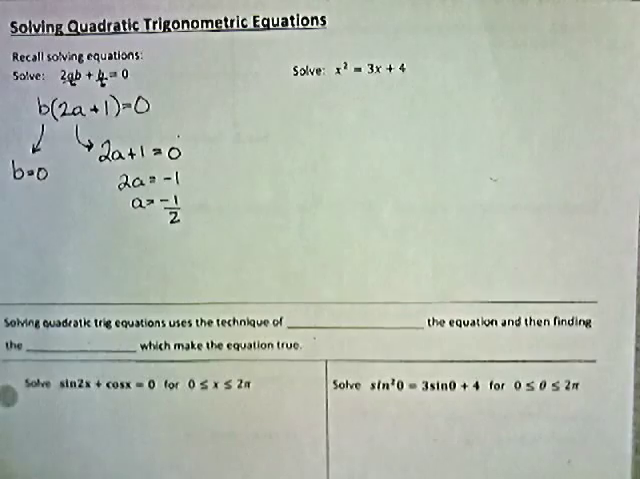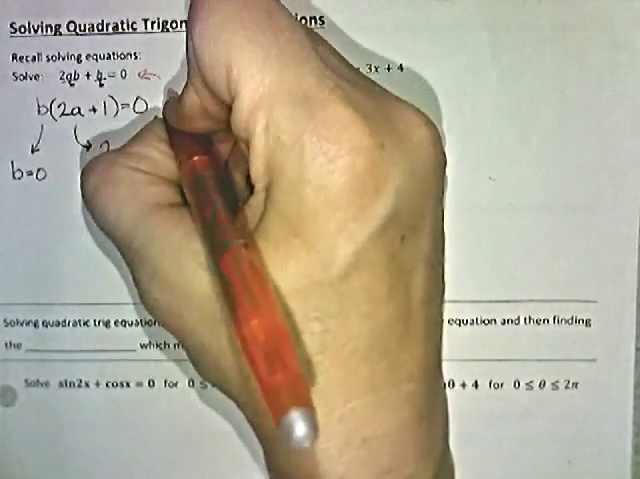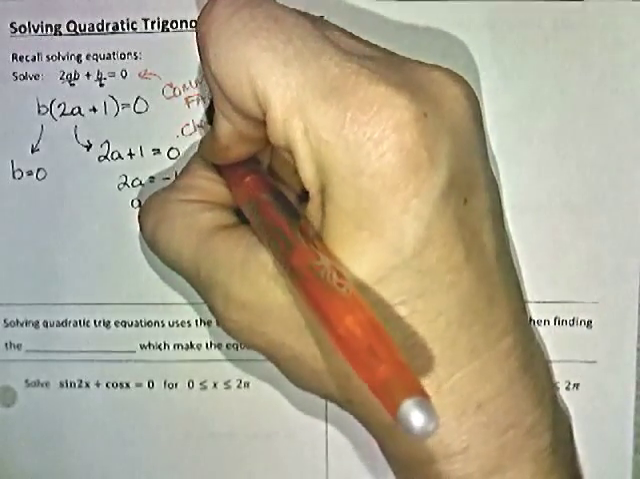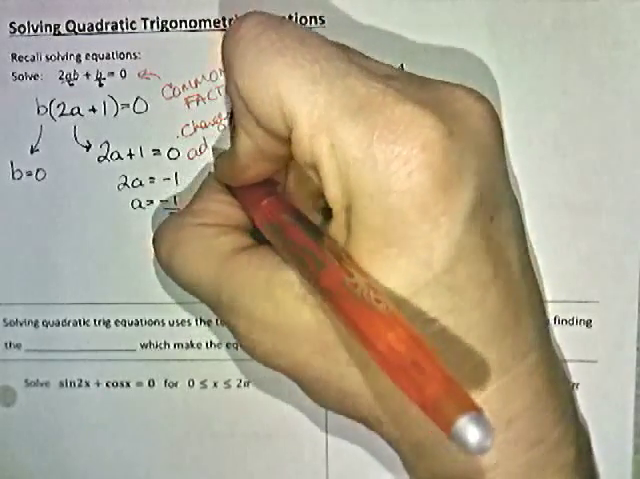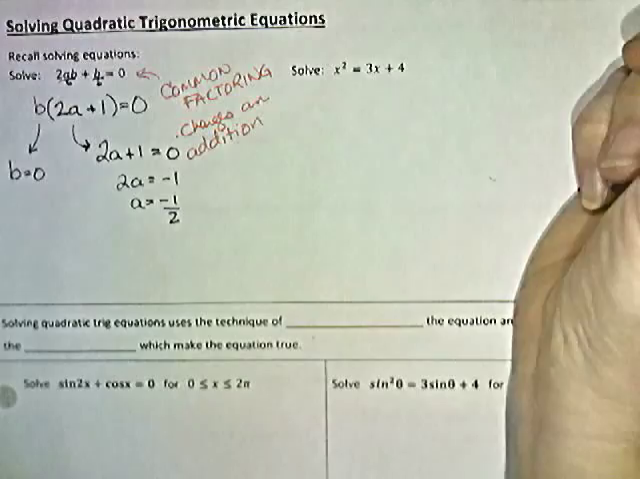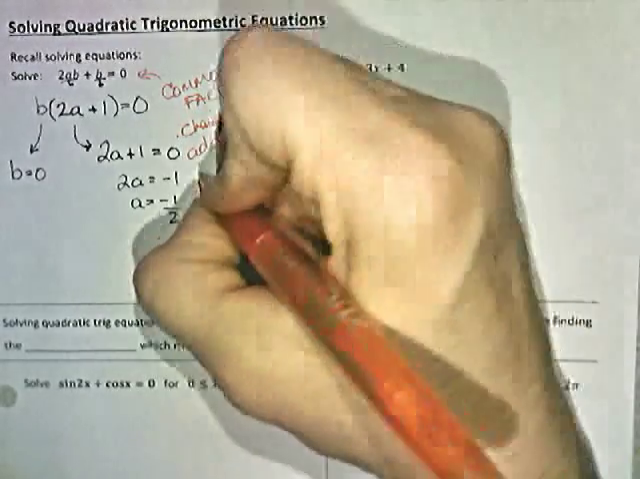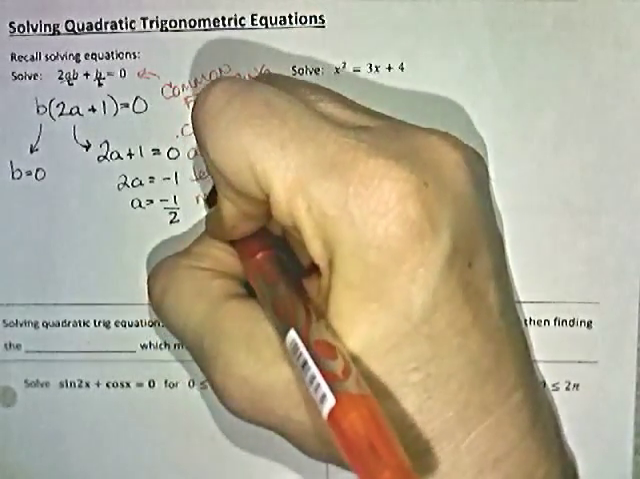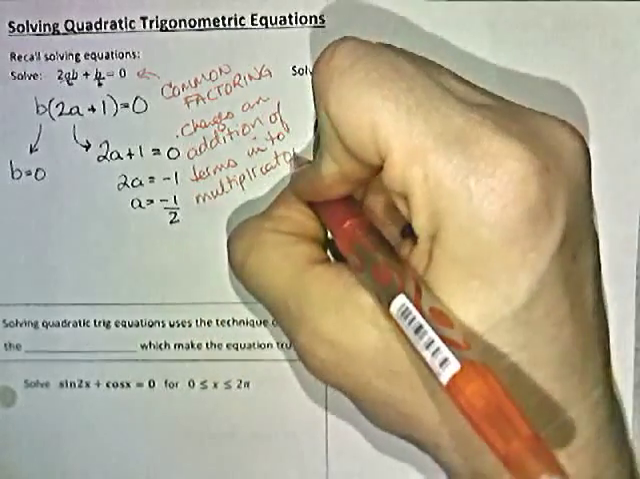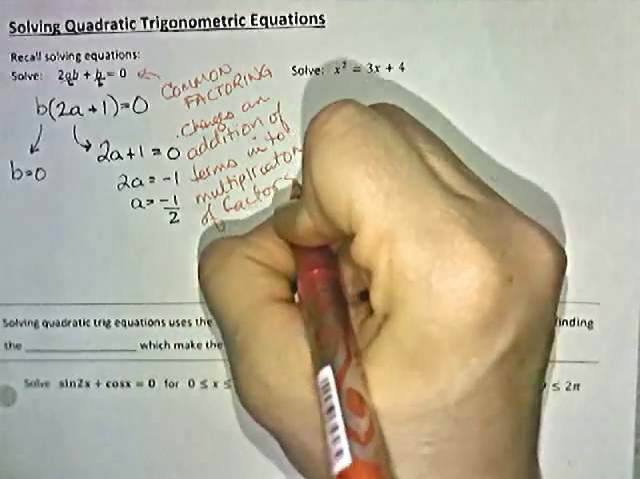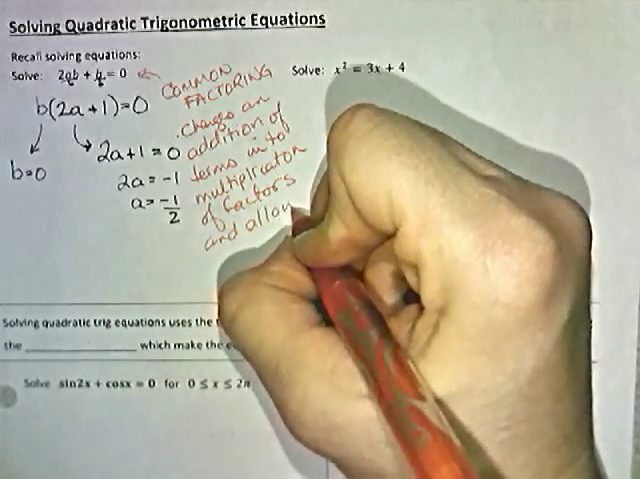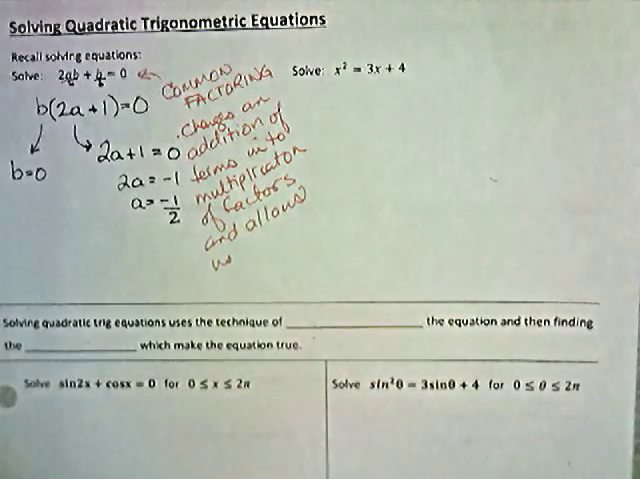And so what we've done, through the process of common factoring, is change an addition of terms, and remember, subtraction is just addition of a negative amount, into multiplication of factors, and that allows us to make two linear equations.